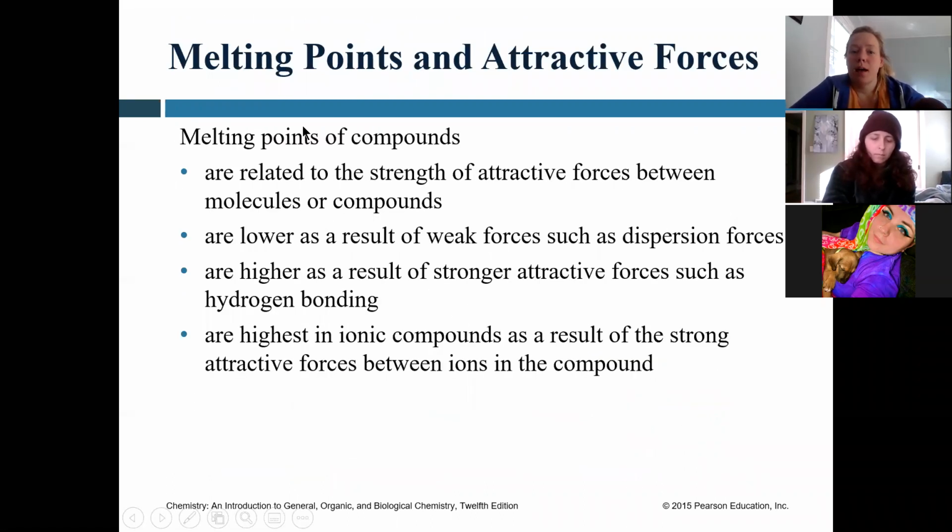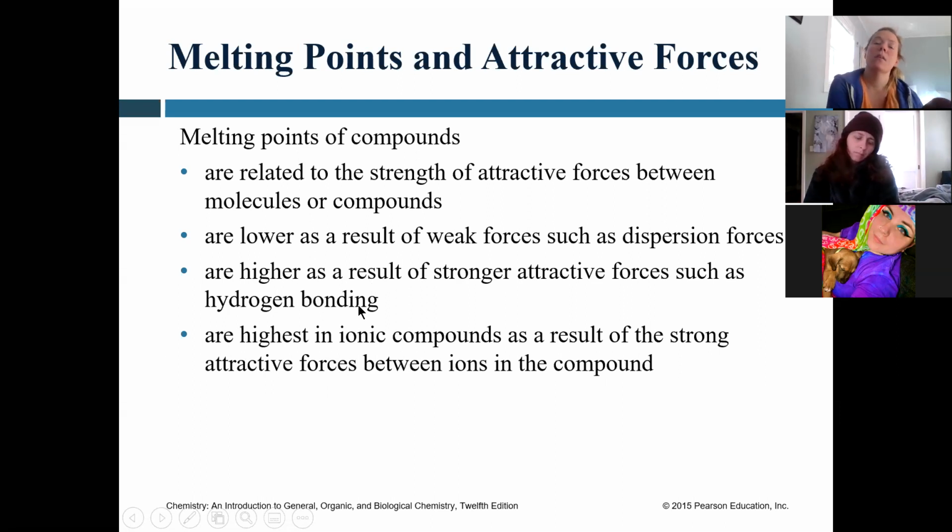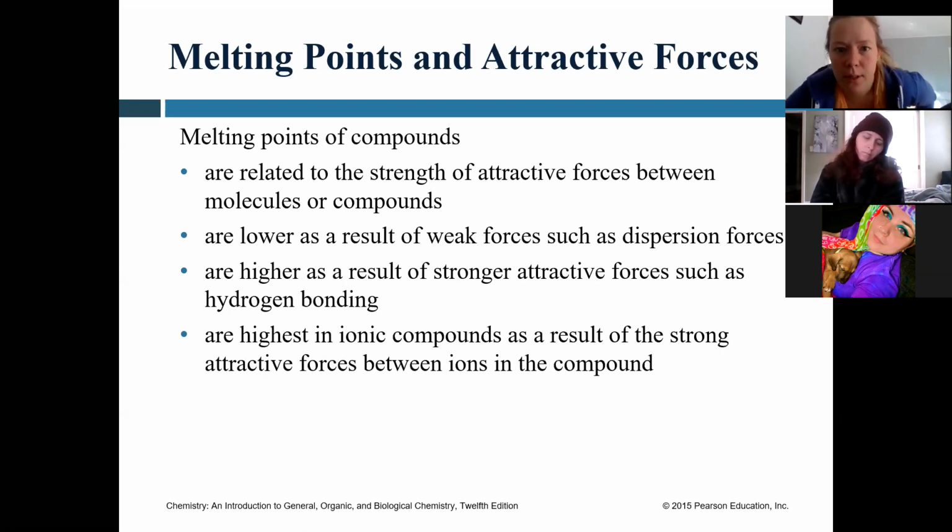So they also have an effect on melting points. The stronger your attractive force is, the higher your melting point is going to be. If you only have dispersion forces, those temporary forces, your melting point will be really low. It's really easy to turn you into a gas. If you have stronger forces, like hydrogen bonding, you are going to have a much higher melting point. And then the highest is going to be ionic. If you have ionic bonds, where you have that three-dimensional lattice structure between metals and nonmetals, those have the highest of any of our melting points.